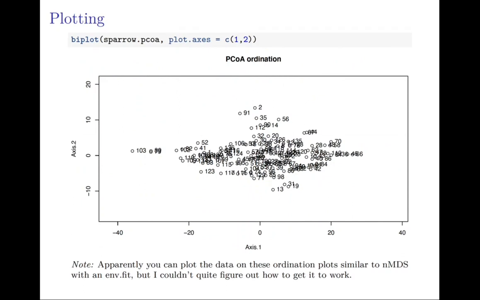And so you can plot this with this biplot. I find this plot to be not very intuitive to look at, and I apologize for that. I couldn't quite figure out how to plot these well. I don't do PCoAs too often, but I'm sure if you dig around, you could find a much better way to do it than I could. And I did see that apparently you can plot the data on these ordination plots similar to NMDS plots with the envfit, but I just couldn't quite figure that out. So maybe I'll figure it out for your homework, but for now, I didn't quite figure it out.